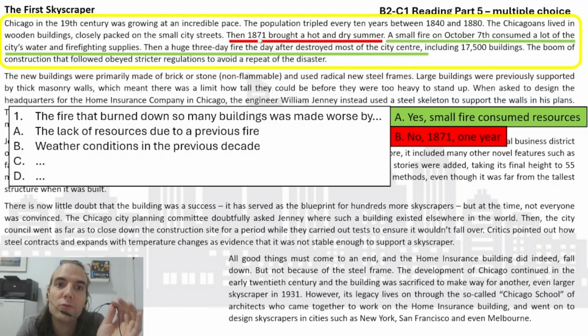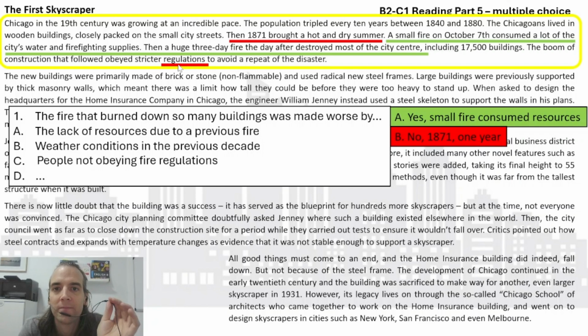Can you add 2 more wrong ideas? Try and pause the video and add 2 more wrong ideas yourself. Maybe one based on this part, such as people not obeying. Well, I should have given you more time there, shouldn't I? But we'll do the next one.